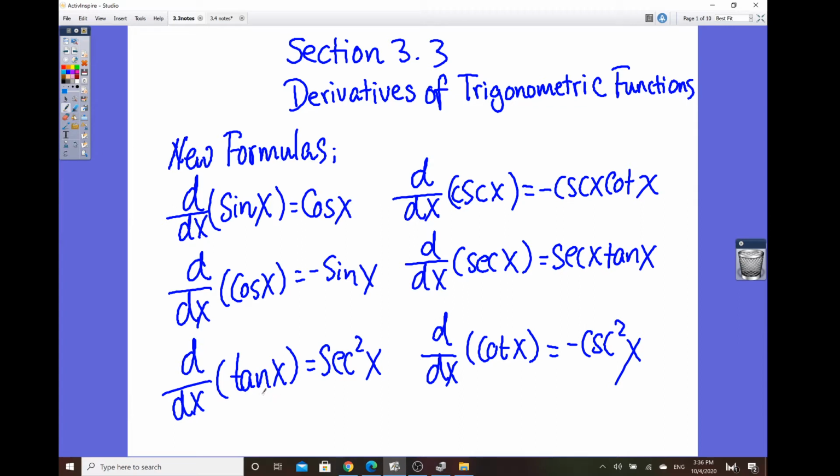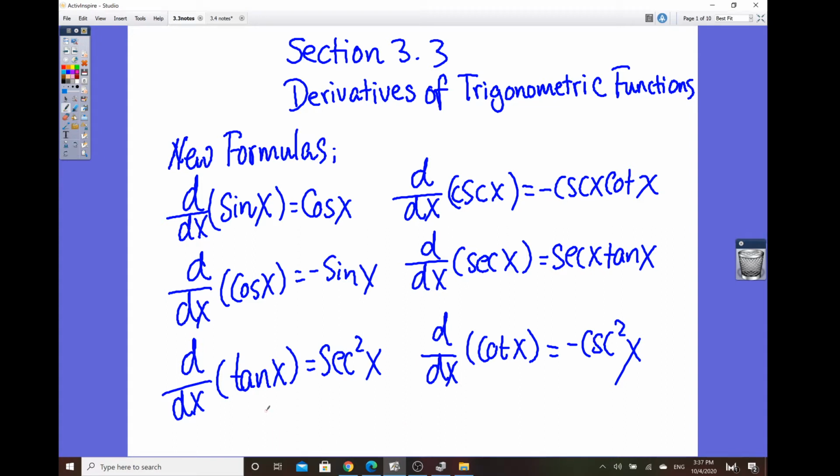And the derivative of tangent of x is secant squared. The derivative of cosecant is negative cosecant times cotangent. The derivative of secant is secant of x times tangent of x. And the derivative of cotangent of x is negative cosecant squared of x.